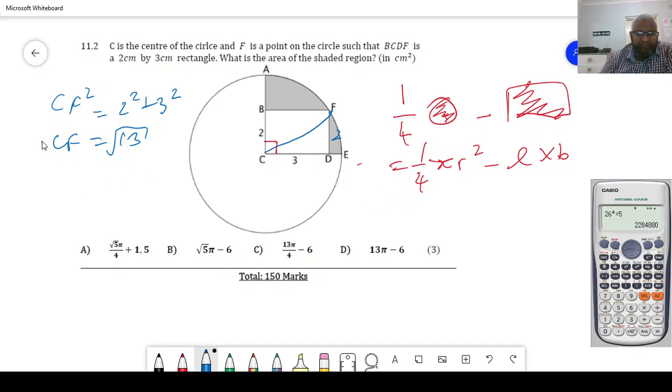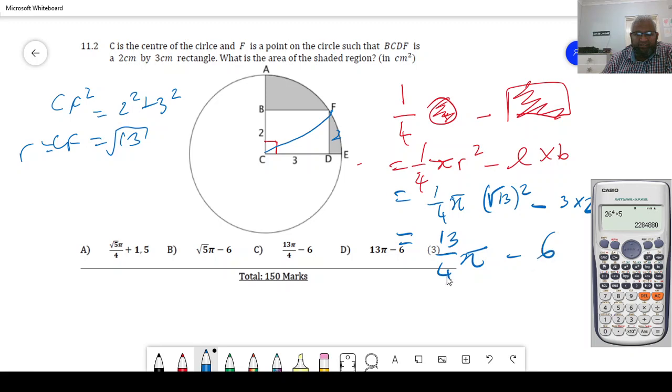So your radius is root 13. That will be 1 over 4 pi, radius is going to be root 13 squared, minus length, which is 3, times your breadth, which is 2. The root of 13 squared is 13, times a quarter is 13 over 4 pi, minus 3 times 2, which is 6. Those are unlike terms. So your answer of course is C.